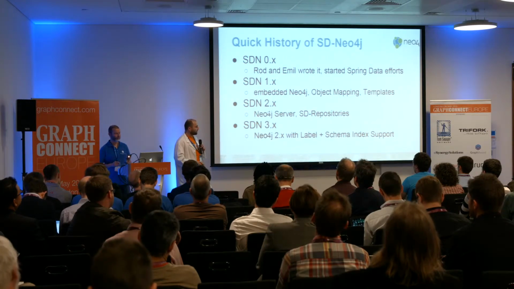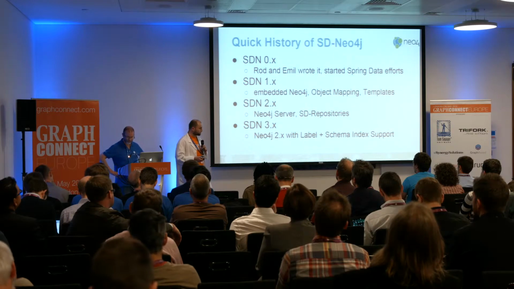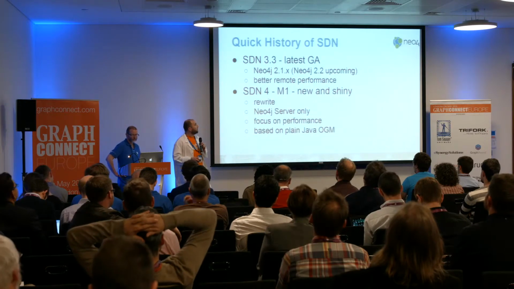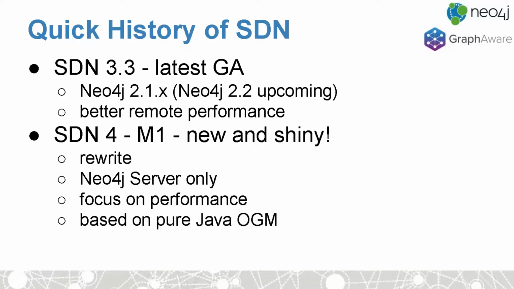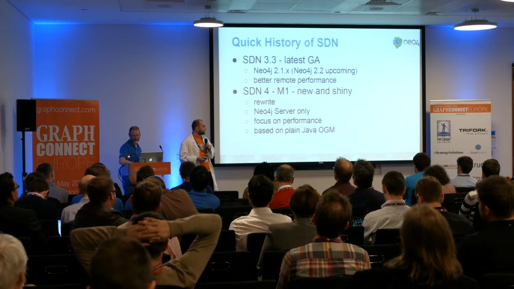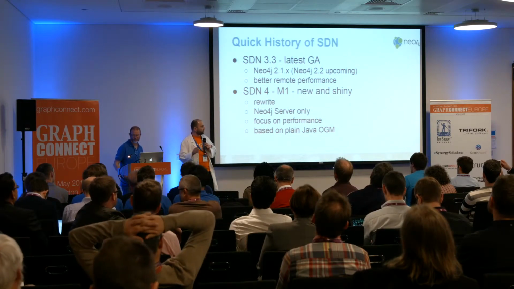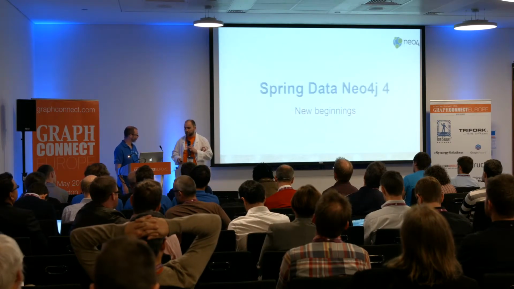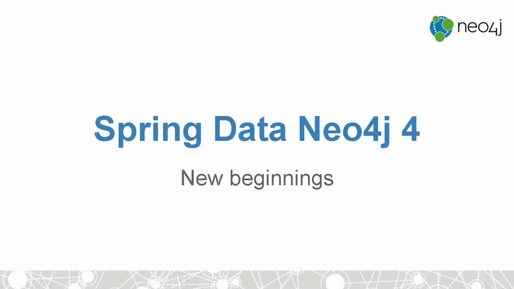So with SDN 3, especially at 3.3, I invested some time to make it faster with server, but I knew at the same time that we were planning to start a new initiative, meaning rewriting Spring Data Neo4j from scratch. So Spring Data Neo4j 4 is new and shiny from scratch with lessons learned, what we wanted to make better, focus on Neo4j server, built on Cypher, built on the Cypher transactional endpoint, and also based on a plain Java object graph mapper, which you can also use independently of Spring. And Vince will talk about the features.